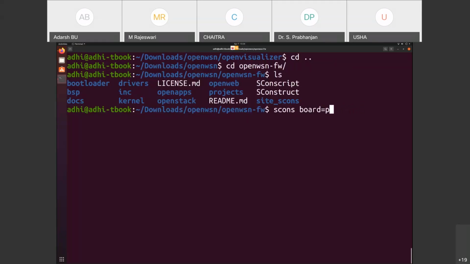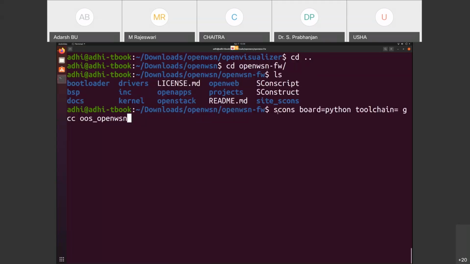So the board at present, since it is a simulated one, we give the command as python scons, and the board is equal to python, and toolchain. To compile, we need a specific toolchain. The toolchain will be GCC, and then OOS under OpenWSN. This is a Python extension module.